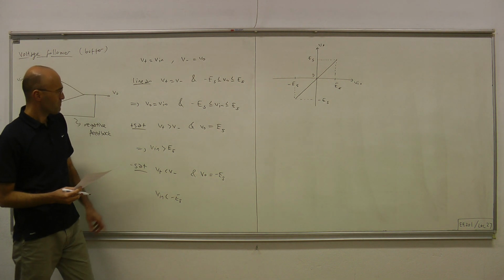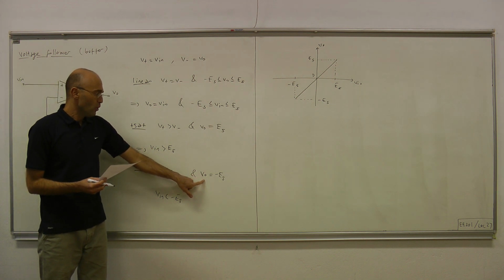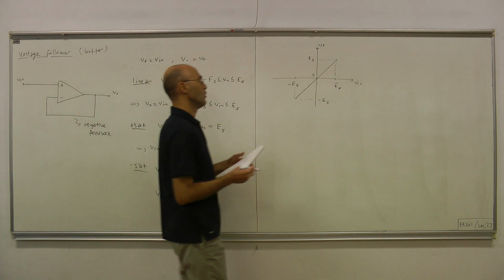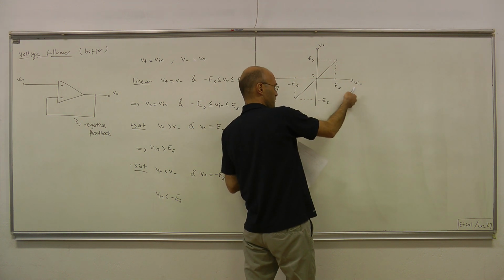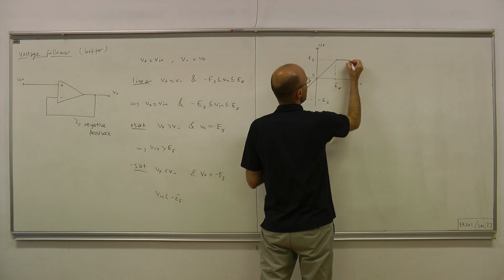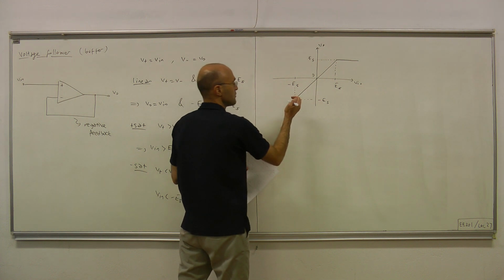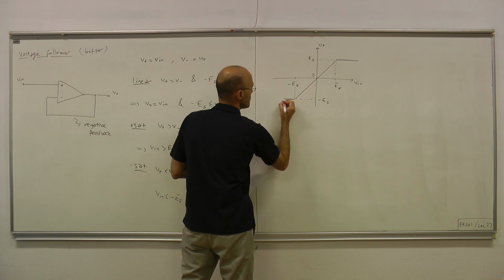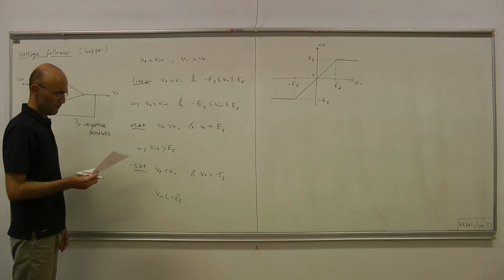Then, when V in becomes larger than ES, the output no longer follows V in, but gets stuck at the positive saturation voltage. So when you increase V in further to the right of this vertical line ES, the output stops following the input and it remains constant at plus 16 volts, let's say. And similarly happens with negative saturation voltage. When you decrease V in further from minus ES, V out no longer follows V in, but gets stuck at minus 16 volts.